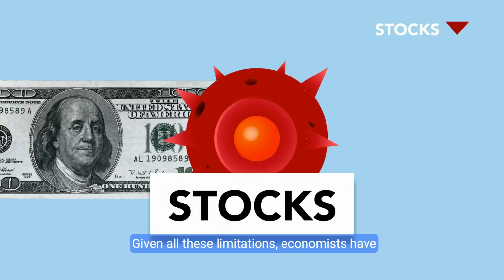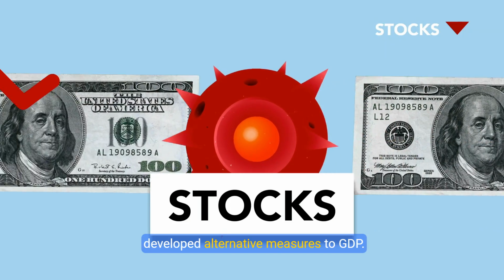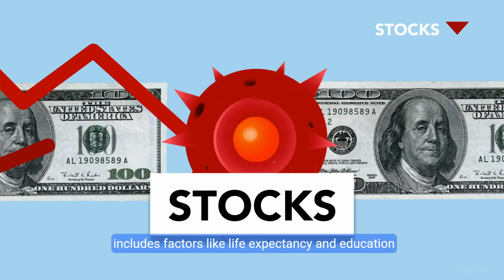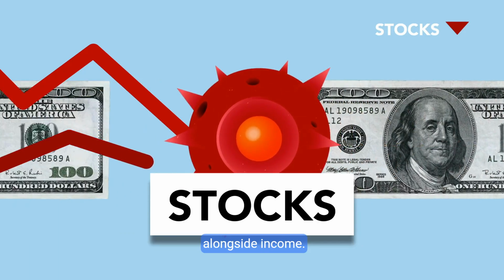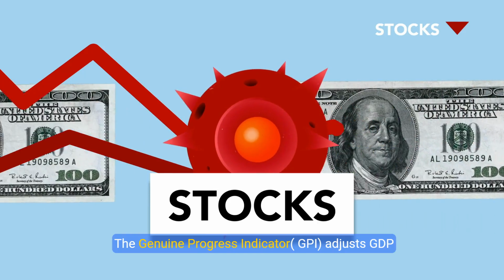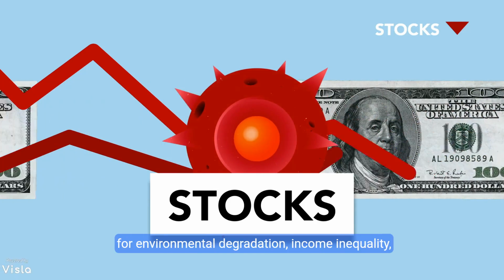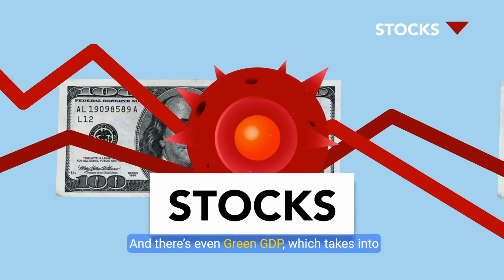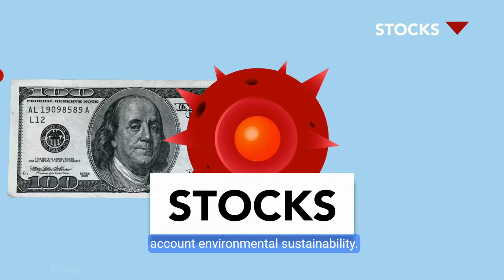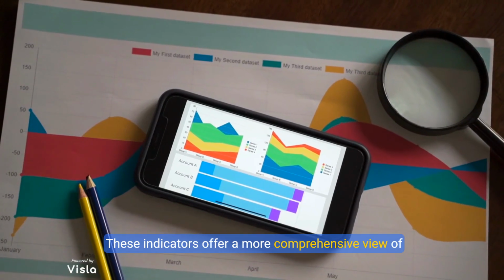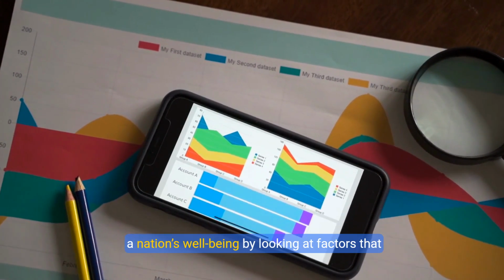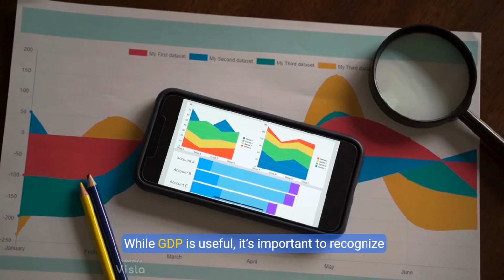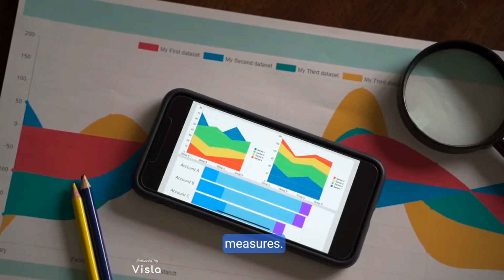Given all these limitations, economists have developed alternative measures to GDP. For instance, the Human Development Index, HDI, includes factors like life expectancy and education alongside income. The Genuine Progress Indicator, GPI, adjusts GDP for environmental degradation, income inequality, and non-market activities. And there's even Green GDP, which takes into account environmental sustainability. These indicators offer a more comprehensive view of a nation's well-being by looking at factors that GDP ignores. While GDP is useful, it's important to recognize its limitations and complement it with other measures.